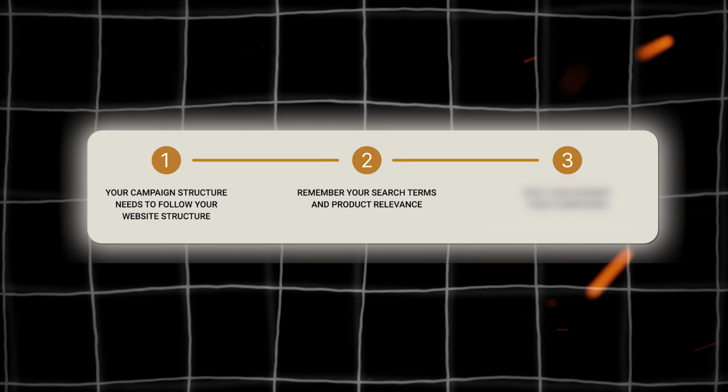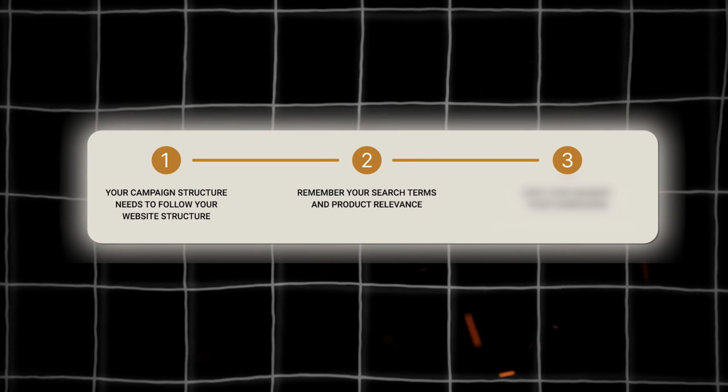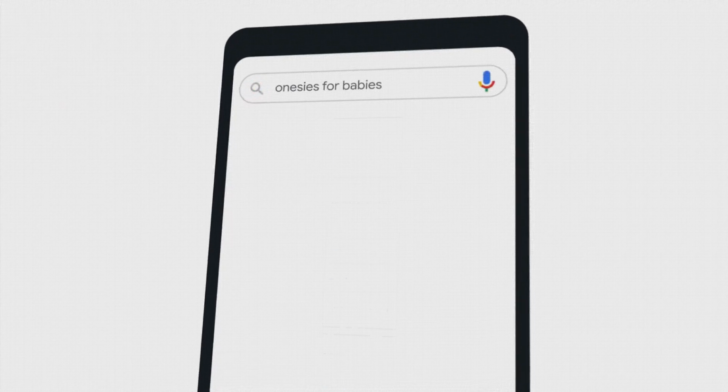The second core principle that you need to remember is that you always need to take into account your search themes and product relevance. The golden rule for success with e-commerce in Google Ads is that you want to have highly relevant product titles that are taking users through to highly relevant product pages. You want the user's search term to then see a highly relevant product title, which is taking them through to a highly relevant product page.